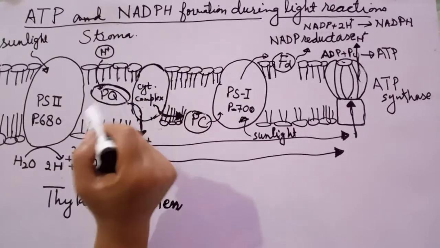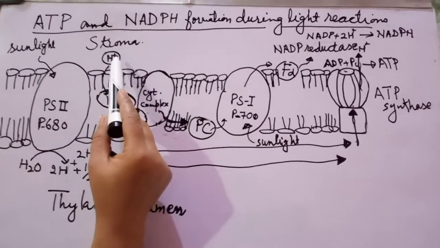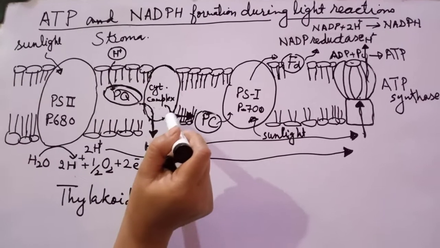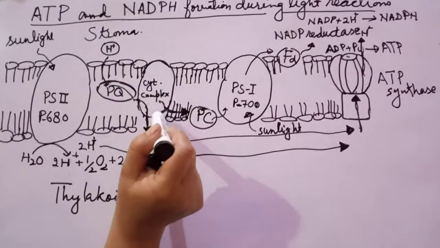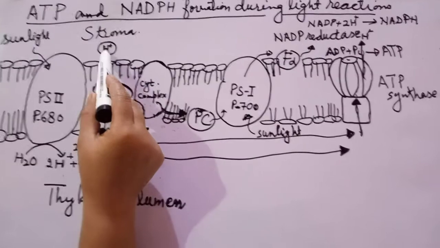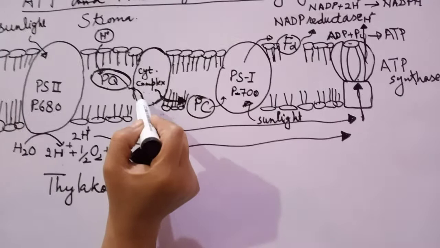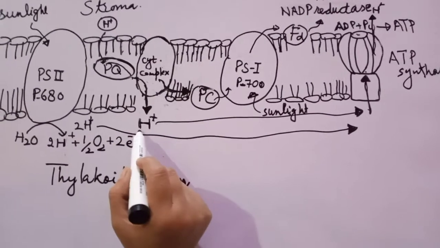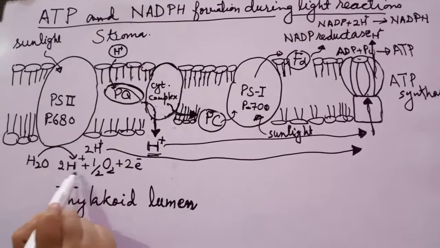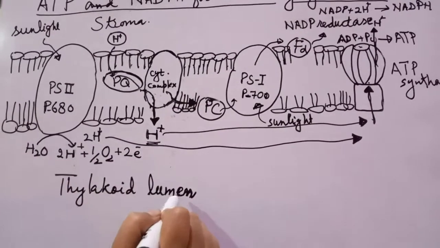Because thylakoid membranes are impermeable to the movement of hydrogen ions, they are pumped with the help of this energy, which is released by the cytochrome complex from the downhill movement of the electrons. So hydrogen ions from the stroma, through plastoquinone, will move to the cytochrome complex, and from the cytochrome complex they will reach the lumen. Hydrogen ions produced as a result of the splitting of water, or photolysis of water, are also accumulated in the thylakoid lumen.